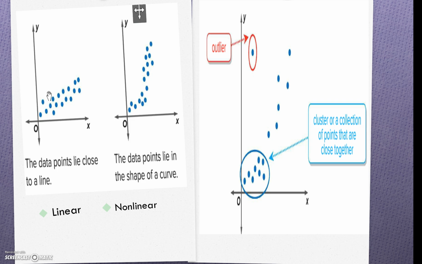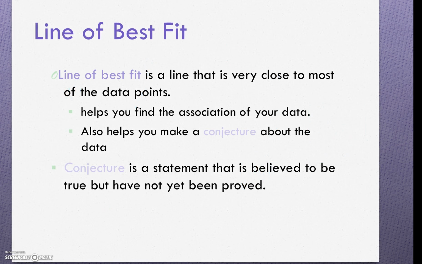There are also two more terms that you might want to know when looking at scatter plots: an outlier and a cluster. A cluster is a collection of points that are closer together, so it's data that really looks like it's in the same place and is really similar. And an outlier is data that is really not the same as anything else; it's really off and really different from everything.